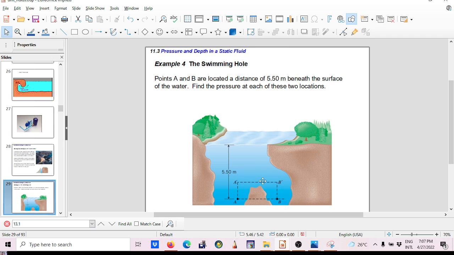Okay, you try to find the pressure at A and the pressure at B. And again, you just have learned that it doesn't matter the location, and it doesn't matter the shape of whatever is above. What matters is how deep you are inside the water. So here it's 5.5 meters below the surface. So the pressure at A will be equal to the pressure at B. Okay, so you can do the math. You can pause the video.